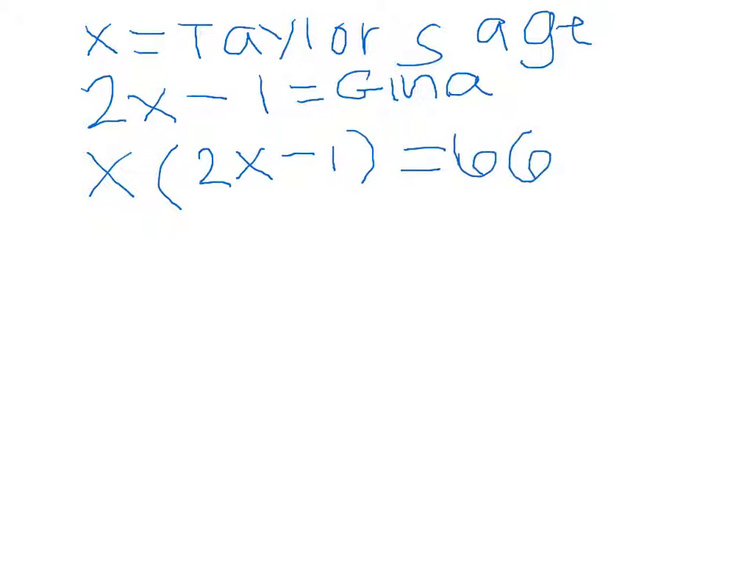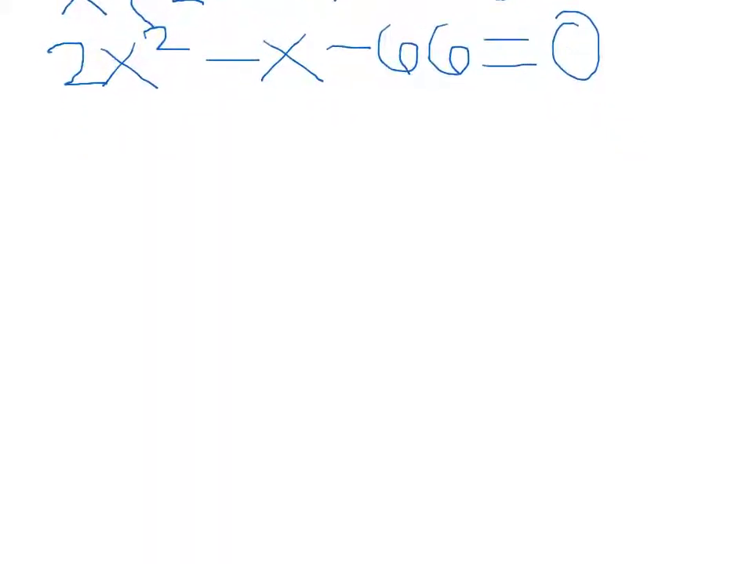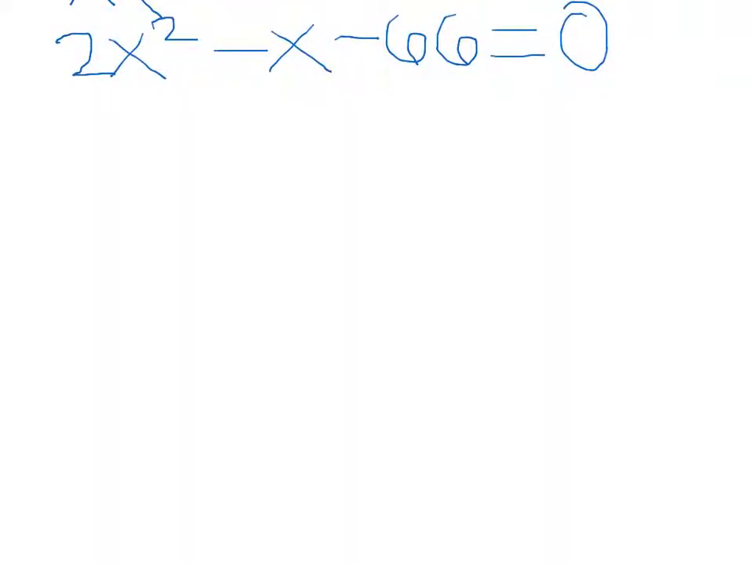Then you just want to distribute this and this. So it would be 2x squared minus x, and then we want to make it equal 0, so it would be minus 66. We want to equal 0 because we want to solve it in a much easier way. So next what I'm going to do is move everything up so we can begin the quadratic formula. This is a lot easier way than completing the square or trying to factor this. So next what we want to do is plug everything in.